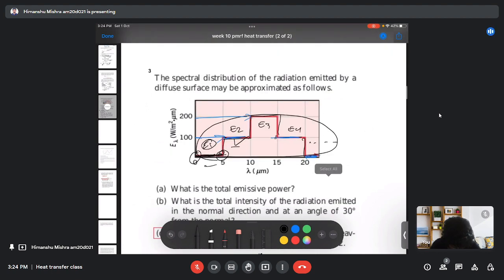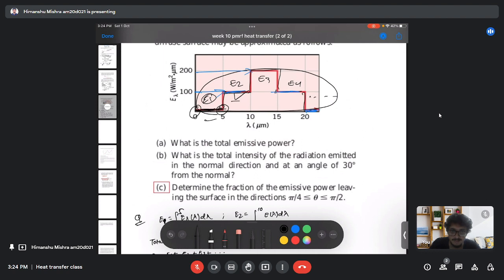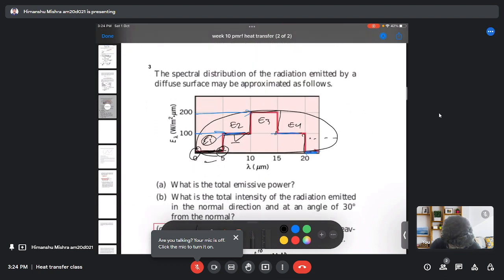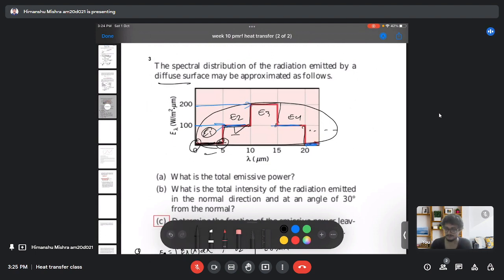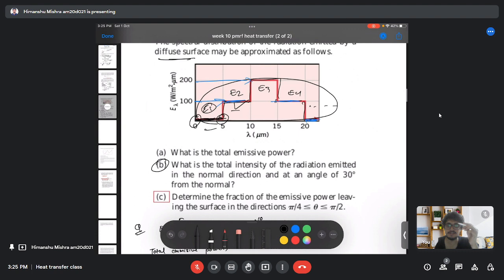So the next question asks: what is the total intensity of the radiation emitted in the normal direction, and at an angle of theta from the normal? In the question it is written that it is a diffusive surface. That means the surface is emitting in all directions. And in part B, it is asked what is the radiation emitted at an angle theta direction.